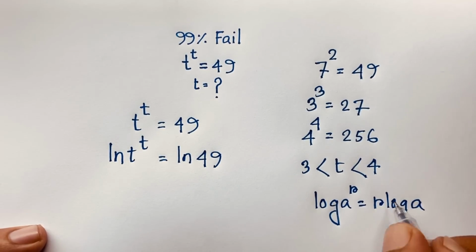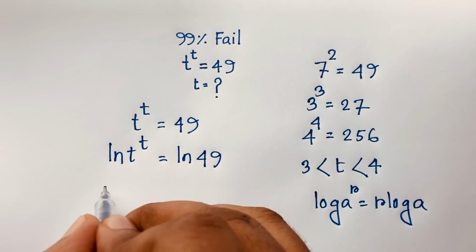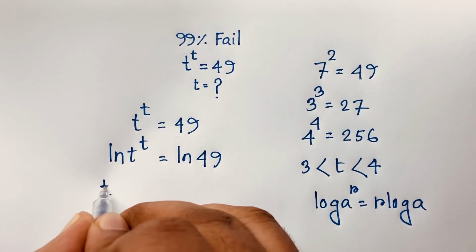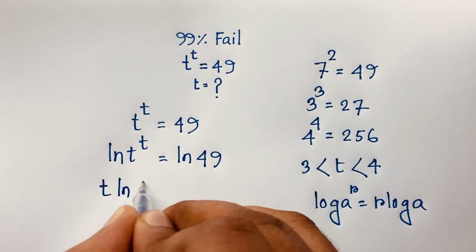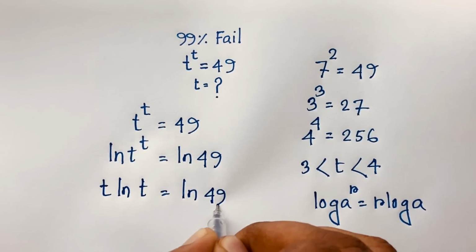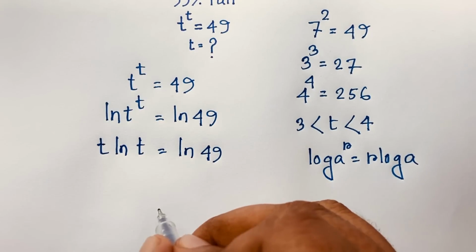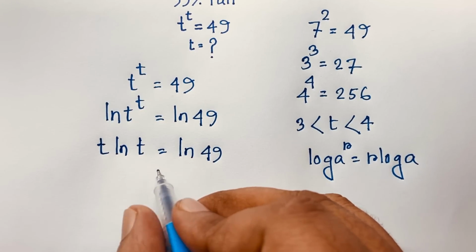Now at this point, if I apply this math formula here, you can see easily this t moves in front, so it will be t ln t is equal to ln 49. Now at this moment, I want to use the Lambert W function. So what is the Lambert W function?